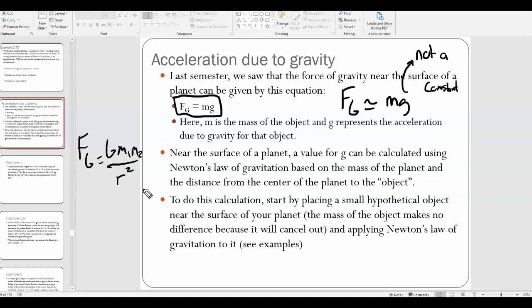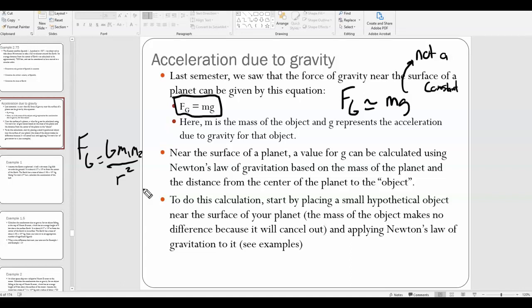Now, near the surface of a planet, you can calculate an approximate value for g using Newton's law of gravitation based only on the mass of the planet and the distance that the object is from the center of that planet. Okay, and so I'm going to roughly outline how to do that calculation, and then we're going to do some examples. Basically the way you approach this type of calculation is you hypothetically place a small object close to the surface of the planet.